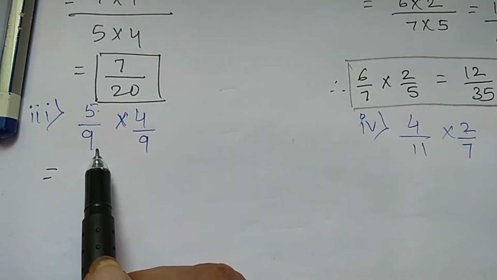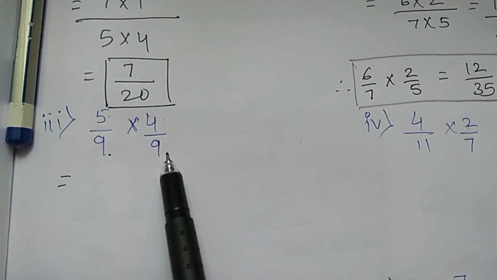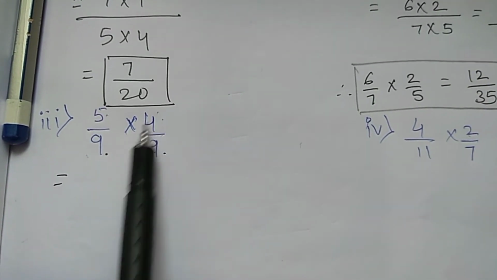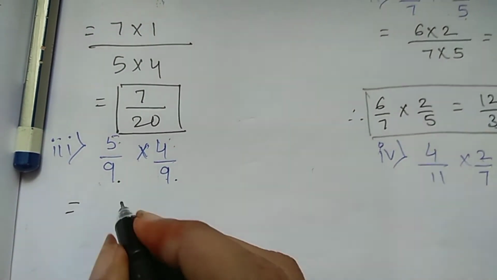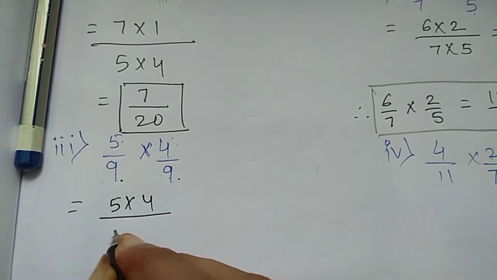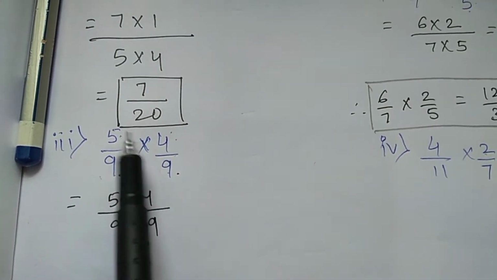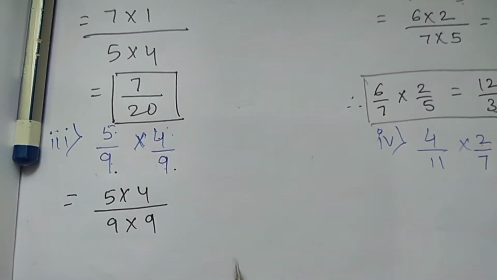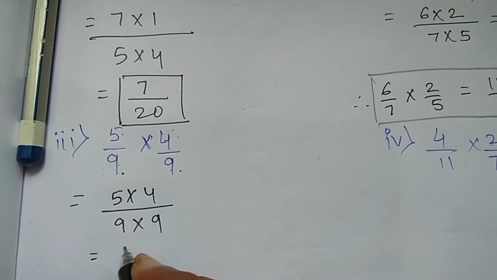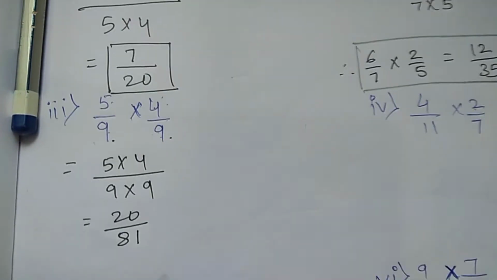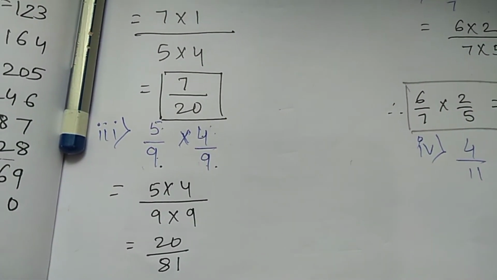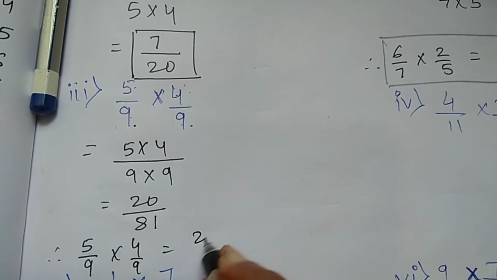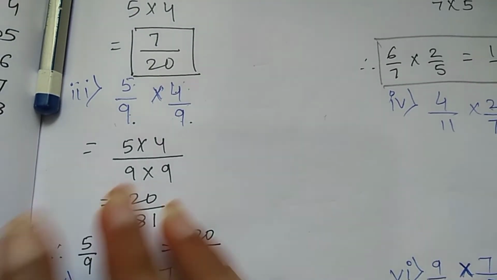5 upon 9, they cannot be reduced. 4 upon 9 can also not be reduced. And the same goes with crossway. Nothing can be reduced. So directly multiplication. 5 into 4, 9 into 9. Remember, numerator is multiplied to numerator, denominator is multiplied to denominator. Okay, so what we get is 20 upon 81. So therefore 5 upon 9 into 4 upon 9 gives 20 upon 81.